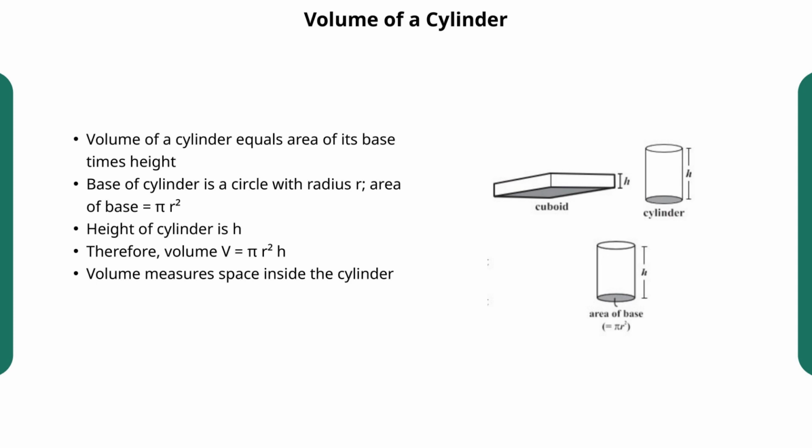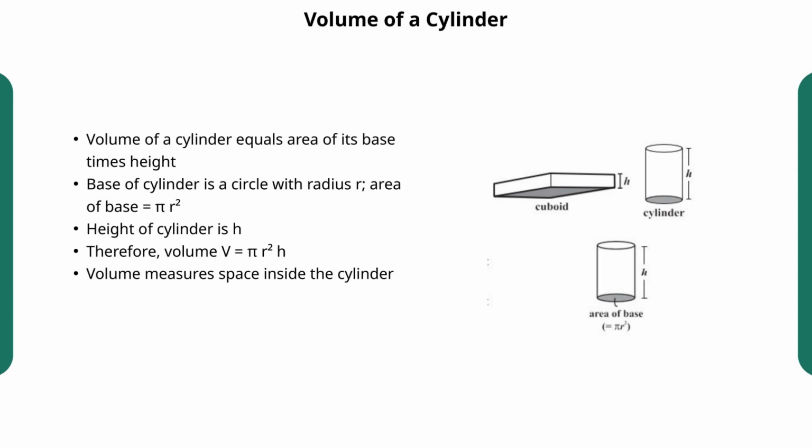Let's explore the volume of a cylinder now. Remember how we used the area of the base and multiplied by the height for cuboids? The same principle applies for cylinders. The base of a cylinder is a circle, so finding its area involves pi, multiplied by the square of the radius. Multiplying that area by the height gives us the volume.